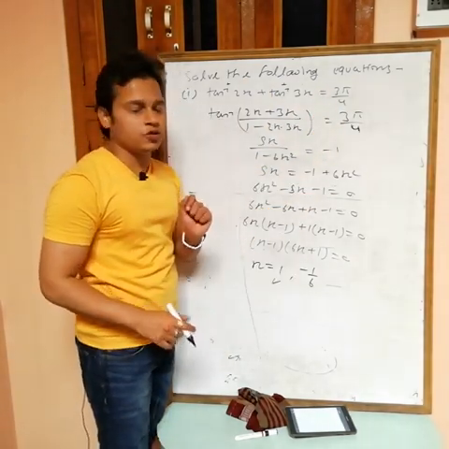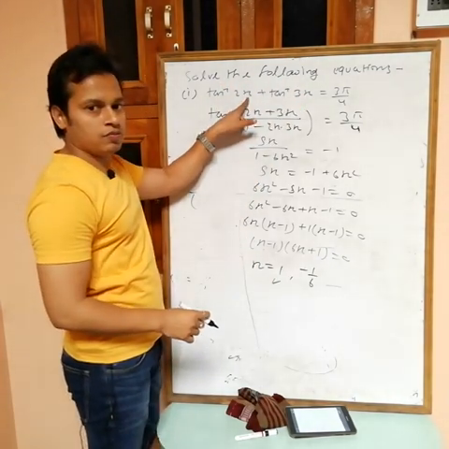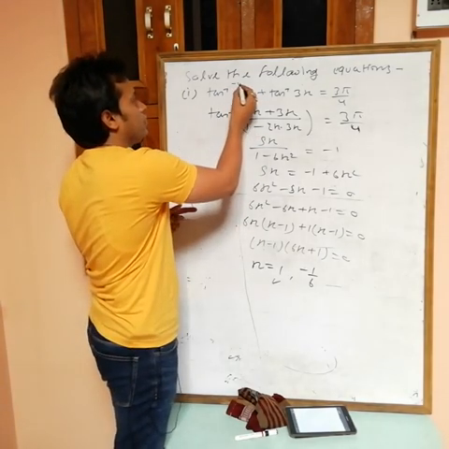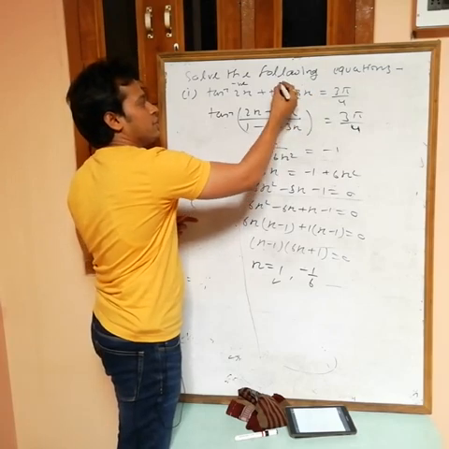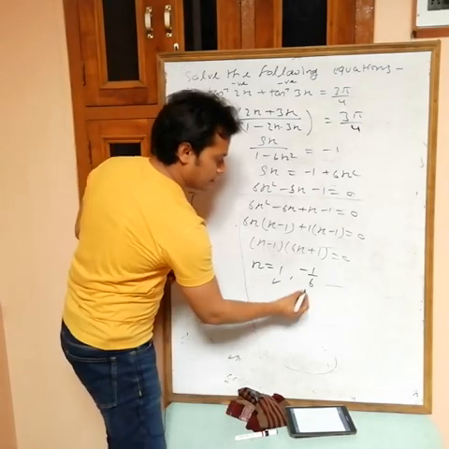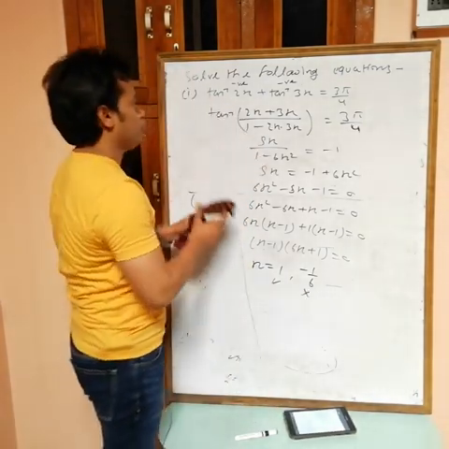Now check for minus 1 by 6. Then 3x is minus 1 by 2... if x is negative, then tan inverse is negative, meaning less than 0. X is negative, 3x is negative, tan inverse is also negative. Now the sum of two negatives can't be equal to 3 pi by 4. So it is rejected. So we have only one solution.